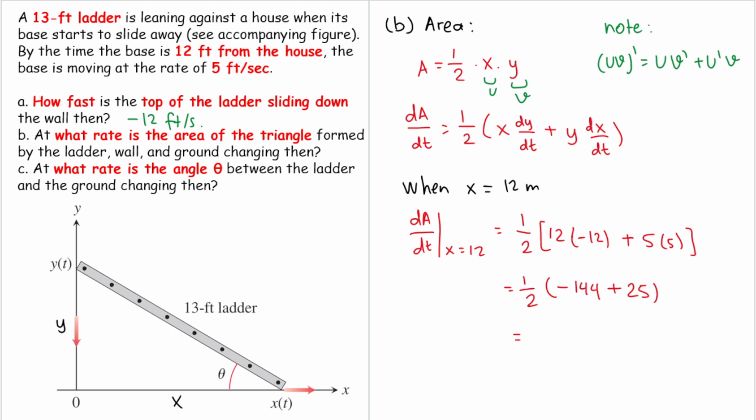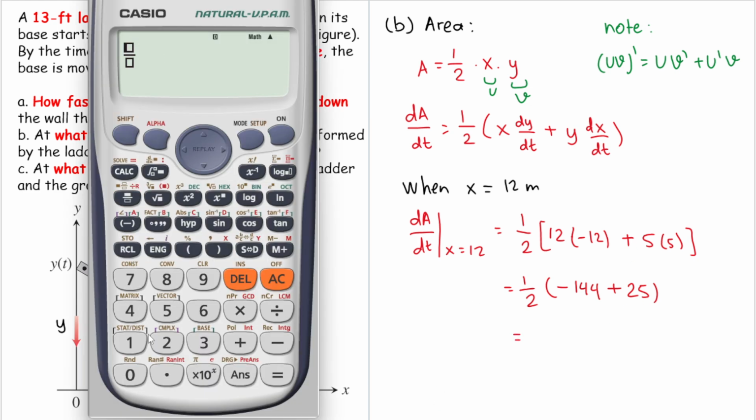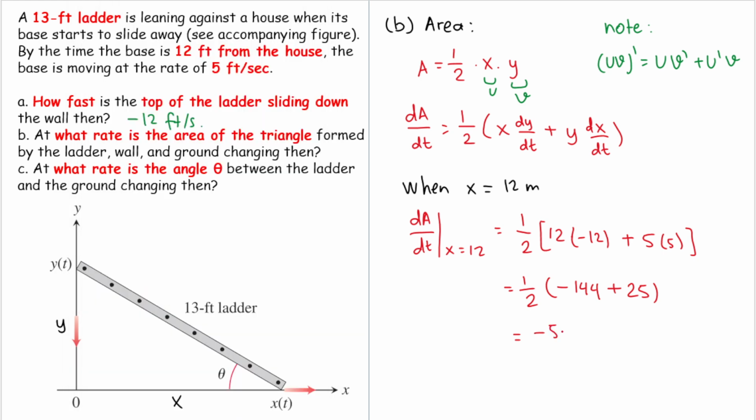I think I will just use a calculator to avoid any mistakes here. So we will have 1/2 multiplied by minus 144 plus 25. I will have minus 59.5. And what is the new unit? The area is feet squared and the time is in seconds. So this is the answer for question B: minus 59.5 feet squared per second.